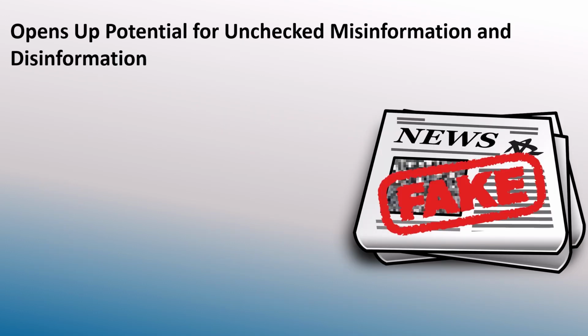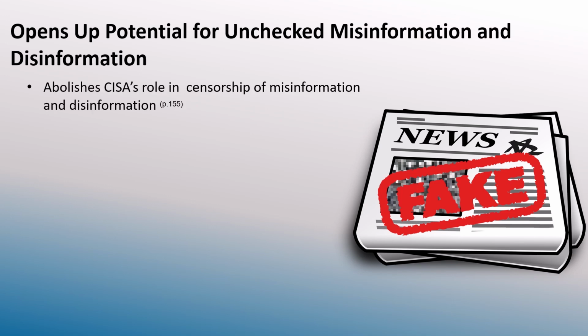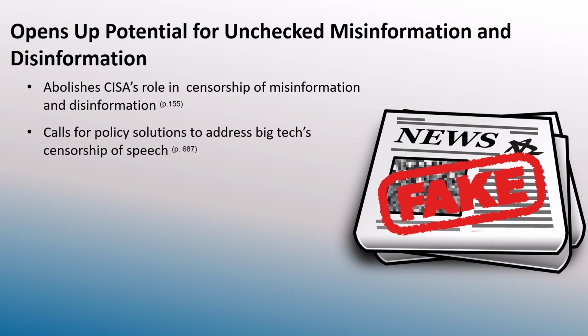Statements within Project 2025 lead you to believe that the authors are supporting free speech. For example, it states that the U.S. government has no business policing speech. However, what it really proposes are changes that increase the risk of the spread of misinformation and disinformation. I think you will see that based on the proposed actions that we are going to go through. Project 2025 abolishes CISA's role in the censorship of misinformation and disinformation. CISA is the Cybersecurity and Infrastructure Security Agency. It calls for policy solutions to address big tech's censorship of speech.